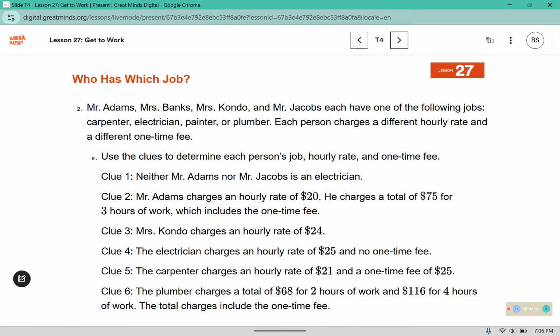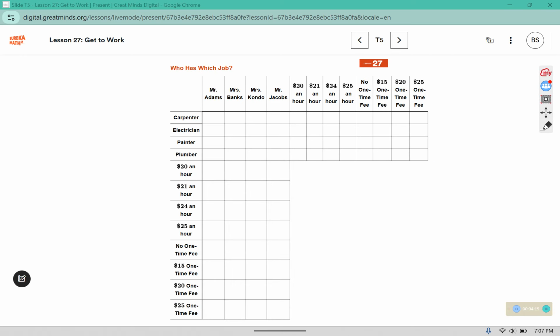Mr. Adams, Mrs. Banks, Mrs. Kondo, and Mr. Jacobs each have one of the following jobs: carpenter, electrician, painter, or plumber. Each person charges a different hourly rate and a different one-time fee. Use the clues to determine each person's job, hourly rate, and one-time fee. Clue 1 says, neither Mr. Adams nor Mr. Jacobs is an electrician.